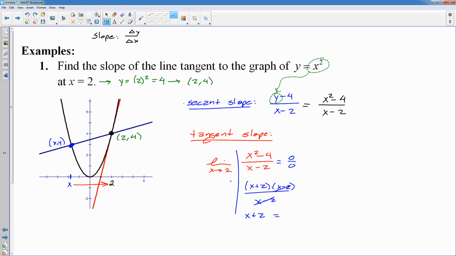And then I can plug 2 in. 2 plus 2 is 4. And that is a reasonable slope. I think that red line has a steep slope, and 4 is about right. Actually, it's exactly right. So there is the very detailed way that we're going to find the slope of a tangent. We start with the secant, then we do the limit as x approaches the point of tangency of that secant slope.